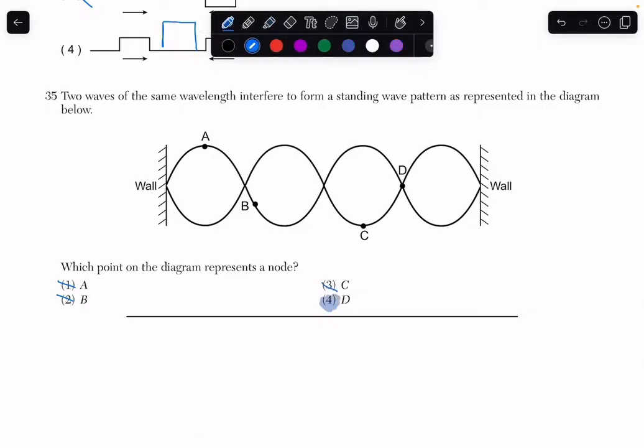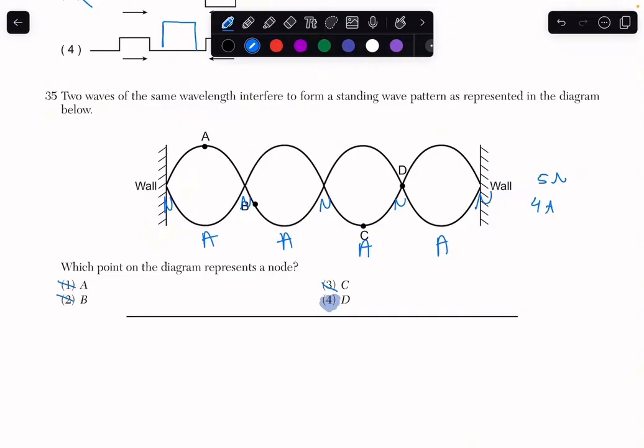Nodes are placed here: node, node, node, node, node. Antinodes are straight in the middle like this. There's always one more node than there are antinodes. So for example, here there are 5 nodes and 4 antinodes. That's how you know that's correct.